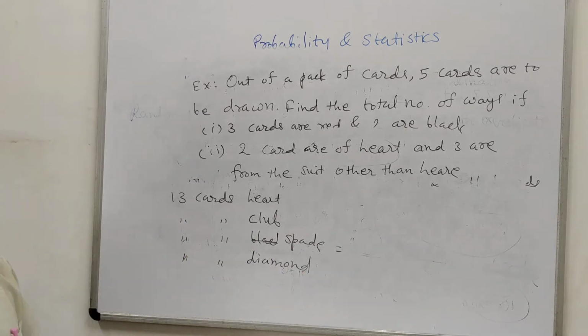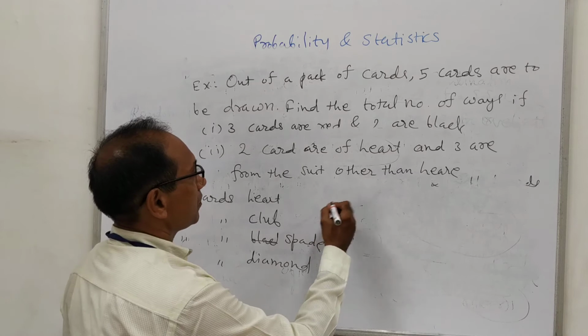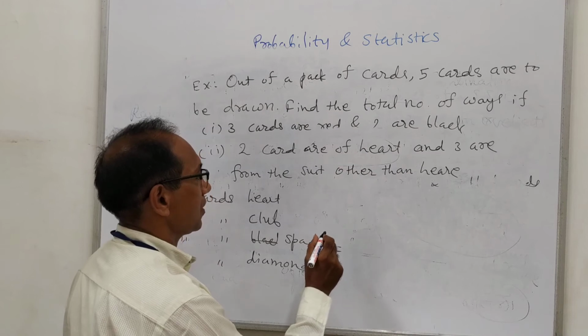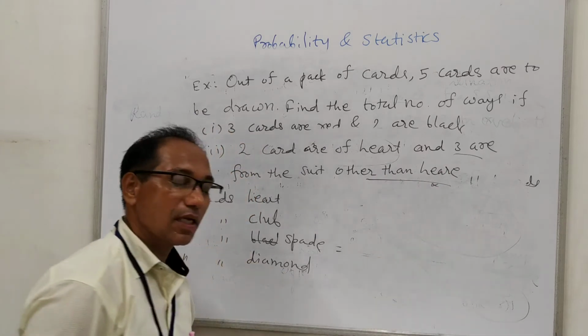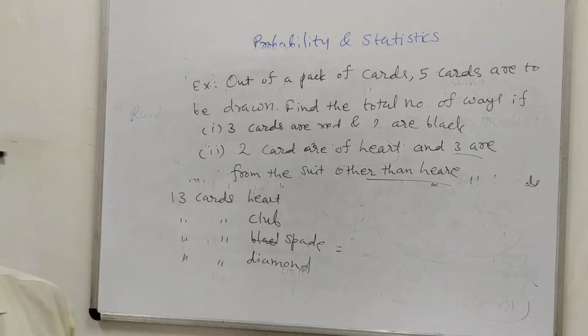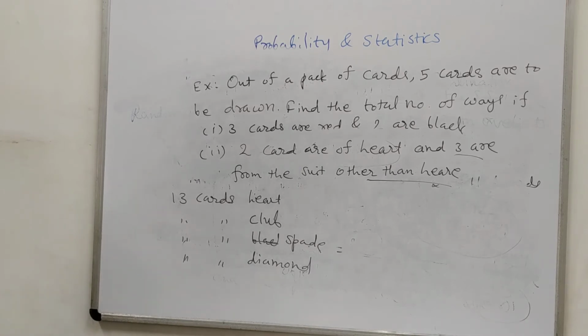So this can be done. 2 cards are of heart. That means before solving this, you must write that there are 13 cards of heart, and the remaining, because the other 3 we want to select from the other suits. That means the remaining number of cards will be 52 minus 13. That is total 39.